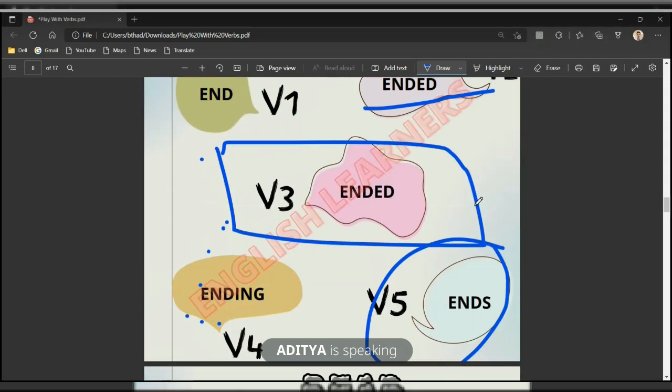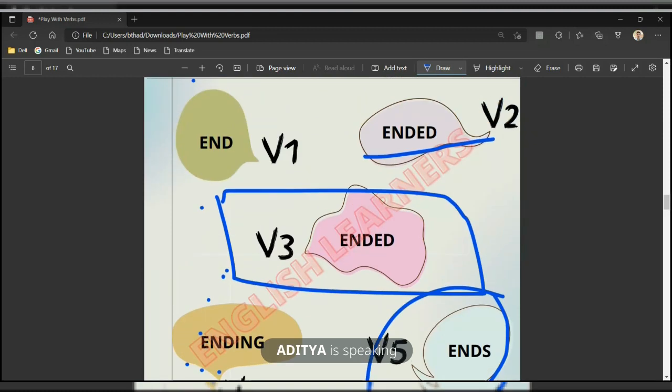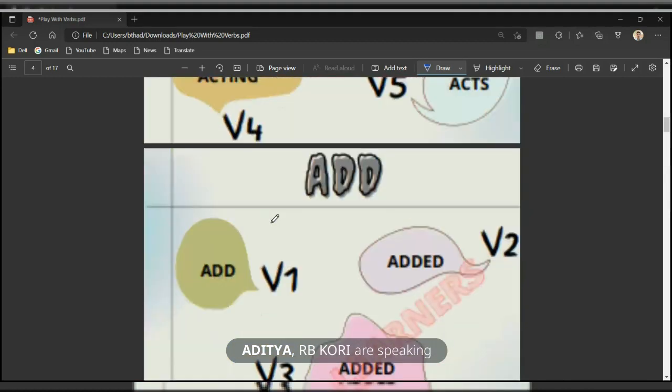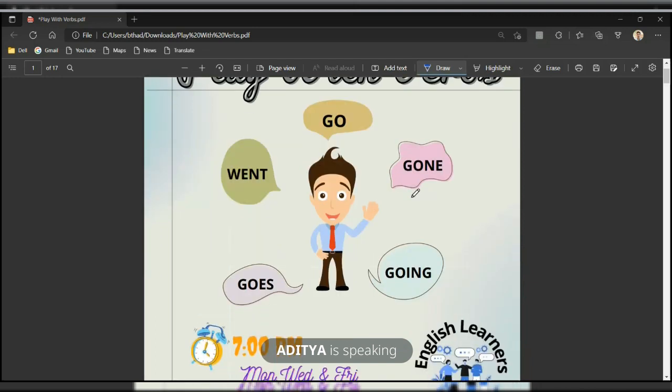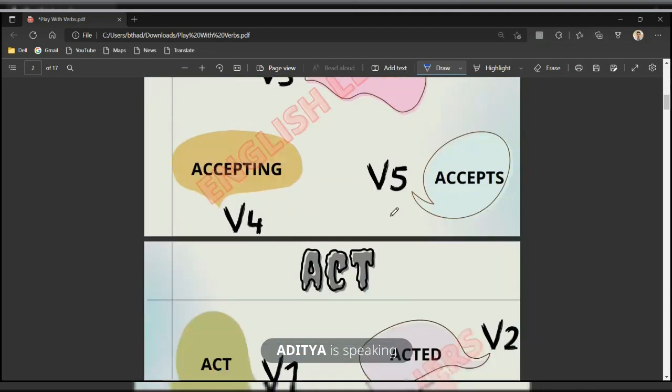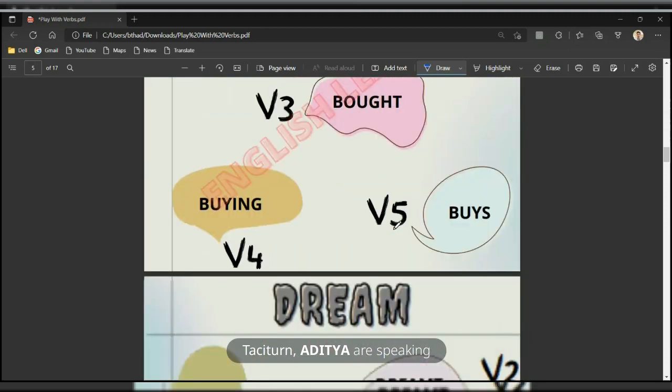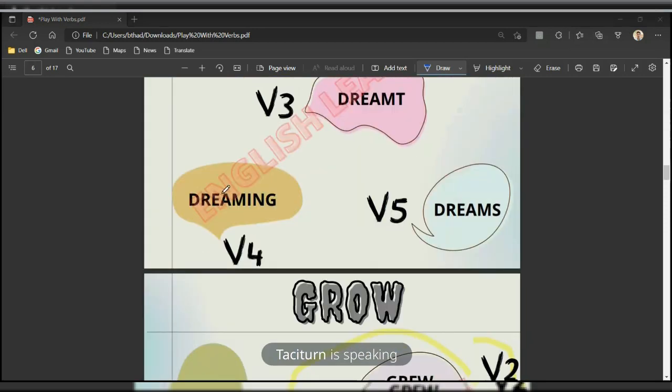Okay, so now guys, it's time to end the class. Let me show you something. We are playing with verbs, like all the verb forms: second form, first form, third form, fourth, fifth form, in this way. With the help of those verbs, people create sentences and examples so that they can't forget and can remember forever. Got it?